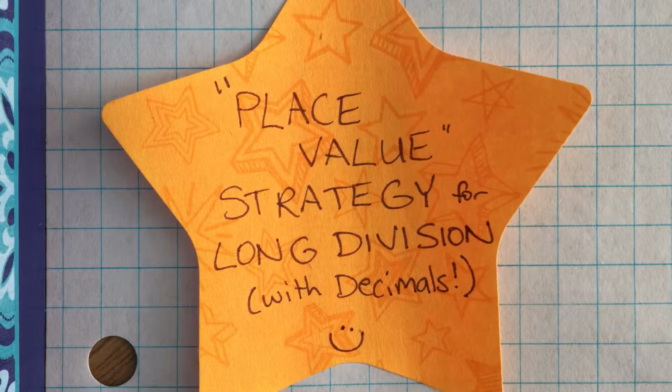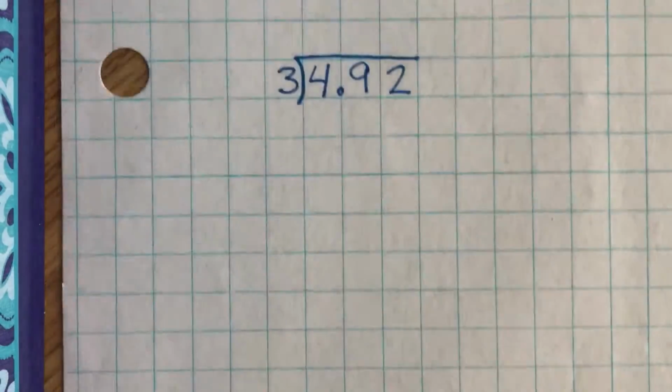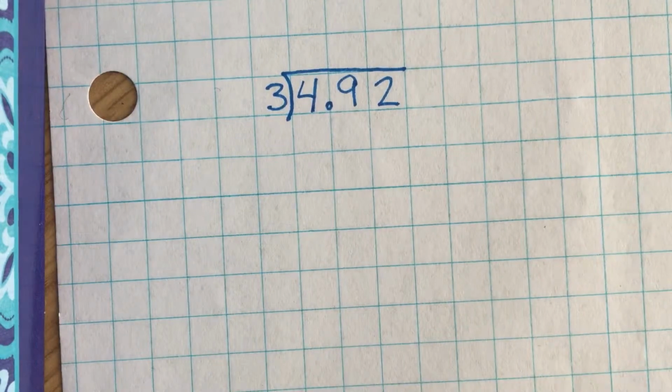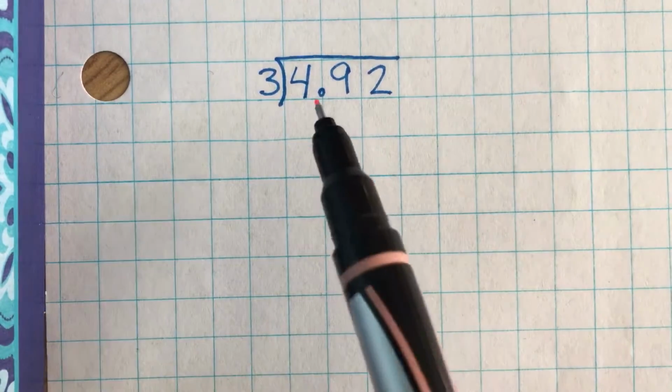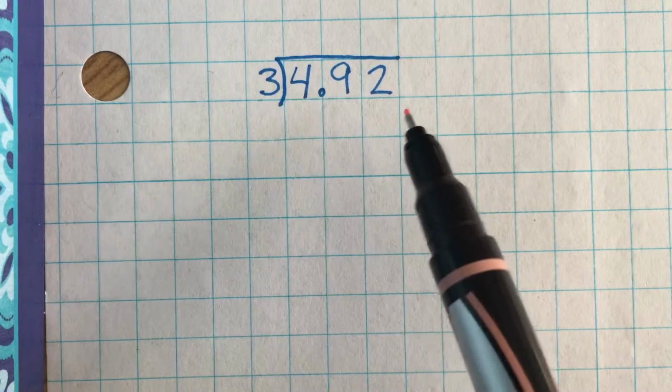Okay, today we're going to be learning about the place value strategy for long division with decimals. So just like multiplication with decimals, the first thing we're going to do is estimate. So we're going to need to change our 4 and 92 hundredths to a number that's going to be a little bit easier to work with.